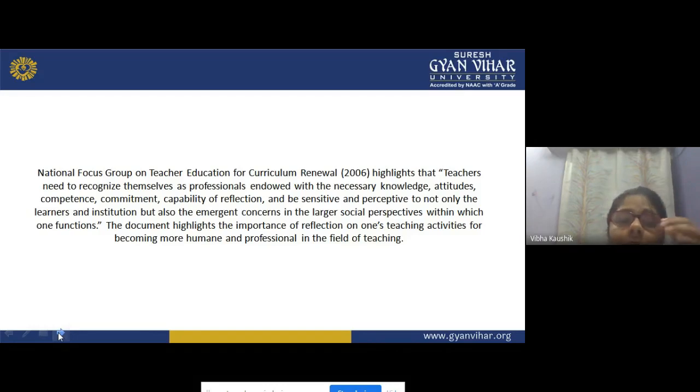Now what they are saying is that we, the teachers, should not only be sensitive and perceptive to the learners whom we are teaching, but our concern should also be on the larger scale, the social perspective. It means what society needs, what the expectations of society from the teachers are. The document highlights the importance of reflection on one's teaching activities for becoming more human and professional in the field of teaching.